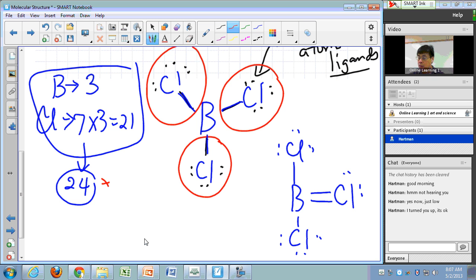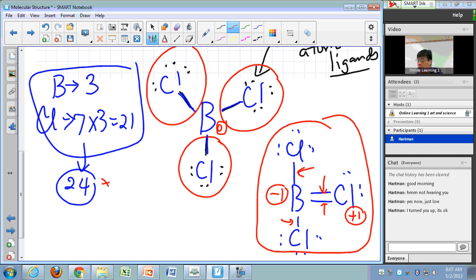Okay, you have 2, 4, 6, 8 around the boron, and you still have an octet around each of the chlorine. Problem with this is you end up with a -1 formal charge on boron and a +1 formal charge on chlorine. Okay, whereas in this structure here you have 0 formal charge on boron and each of the chlorine. So this is less likely to happen.